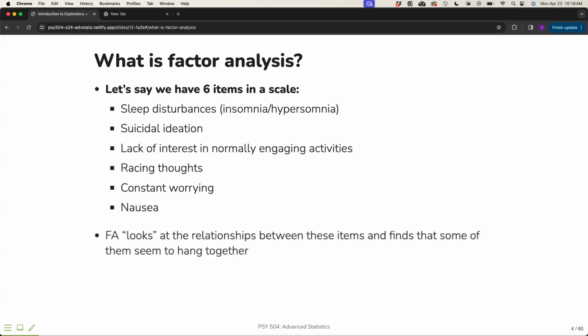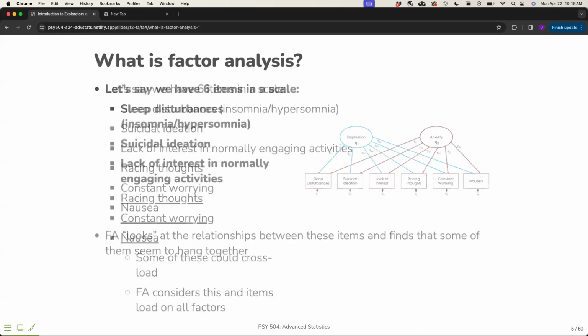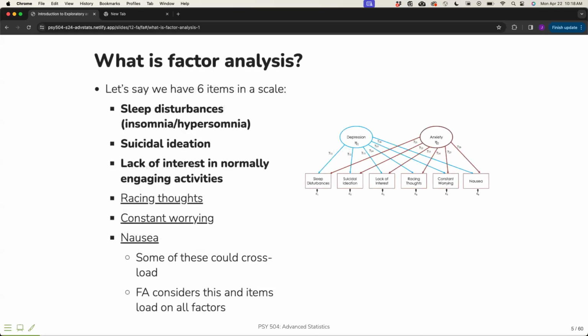So in a nutshell, what factor analysis is doing is looking at the relationship between all these items. The interrelationship between all these items, and seeing which ones hang together or group together, right? If you're familiar with the symptomology of depression or anxiety, then we could probably say that the first 3 items represent depression, and the last 3 items represent anxiety. But it might be the case where some of these items cross-load or load highly on both of these factors, right? So one item might load highly on depression, but also on anxiety as well.